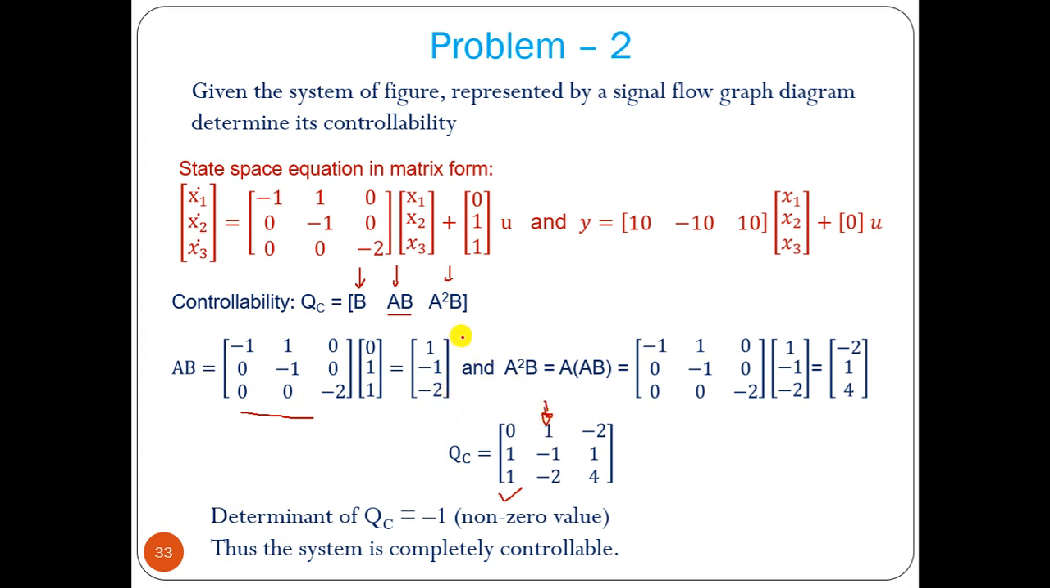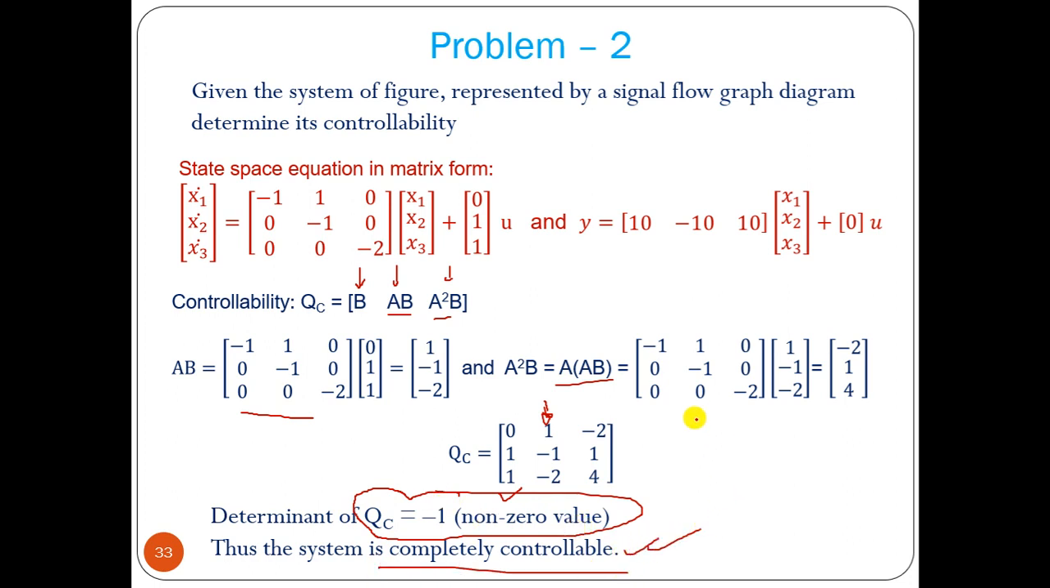Okay. Next we have to find A squared B, that means A into AB. Okay, AB we know, A we know. So we can multiply. So it will be 1 minus 1 minus 1 minus 2, this is 0 minus plus 1, then plus 4, so we got this one. Now if you calculate the determinant value, we can see the determinant of Qc is minus 1, non-zero, so it is completely controllable.